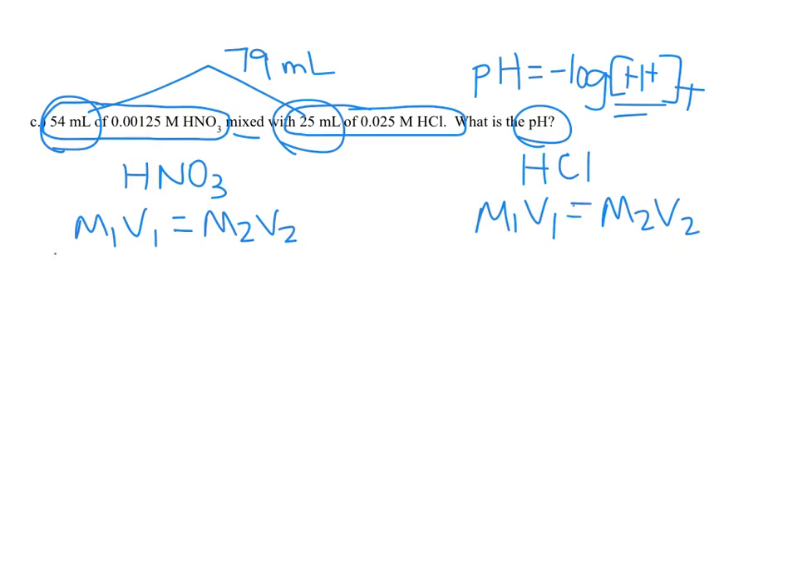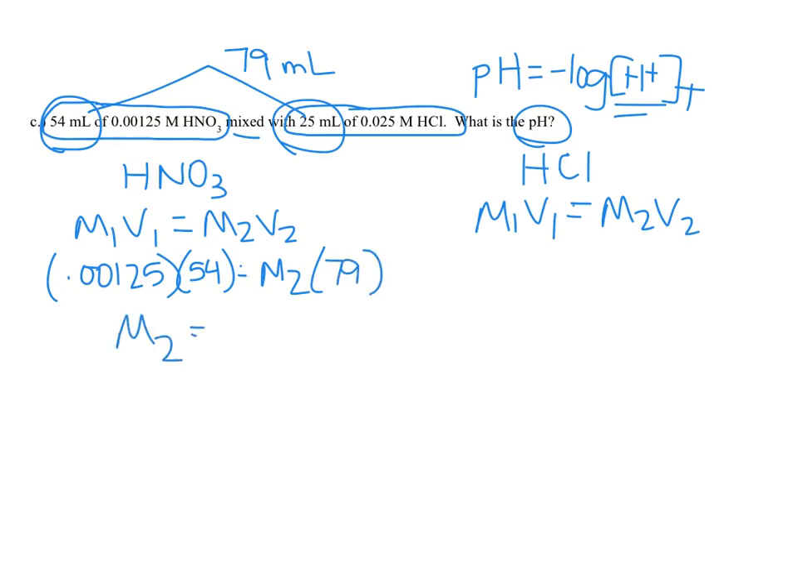All right, so plugging in my initial molarity, I have 0.00125. My initial volume here is 54, M2, and then times 79. So my final molarity there is going to be 8.54 times 10 to the negative fourth.